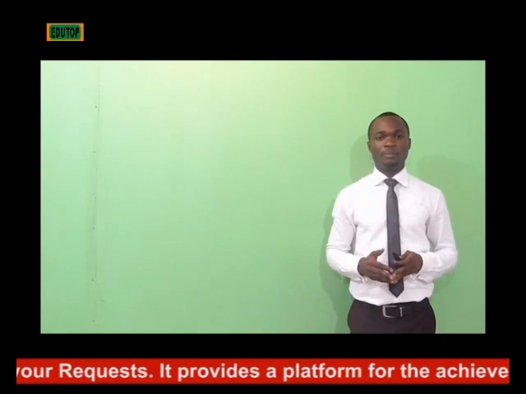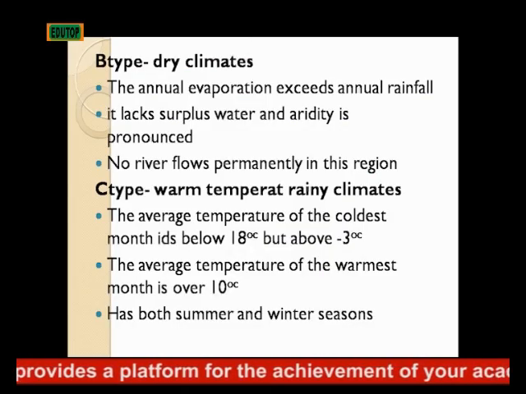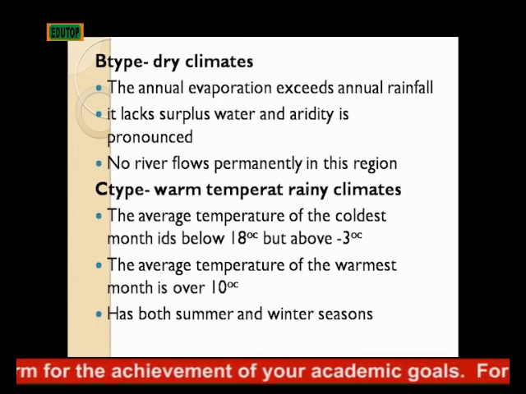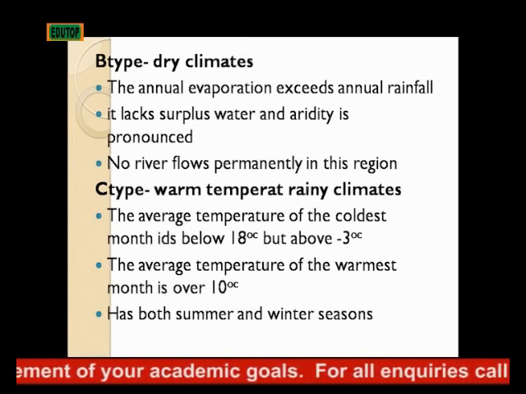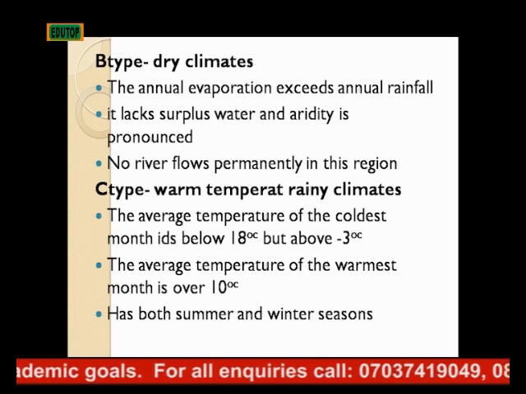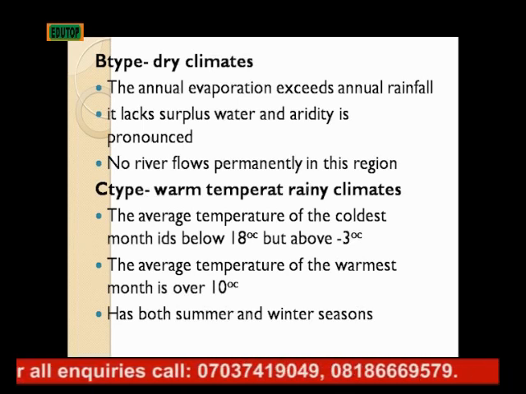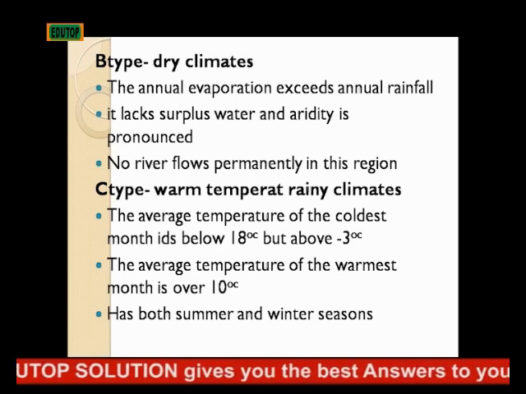The B type, which is described as a dry climate, has annual evaporation which exceeds the annual rainfall, and it lacks surplus water, and aridity is also pronounced in this type of climate. And finally, no river flows permanently in regions with this type of climate.